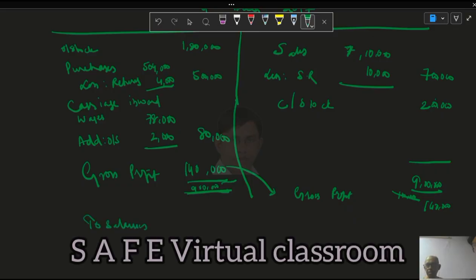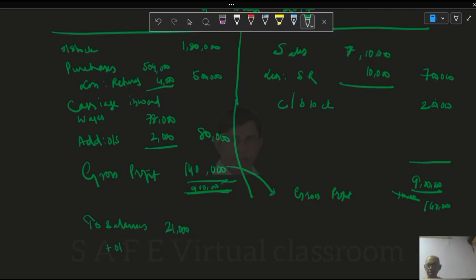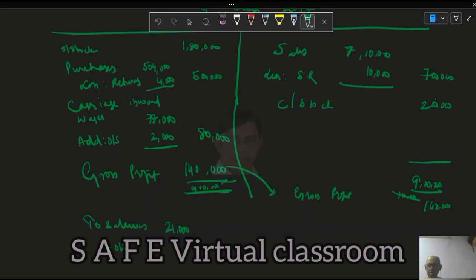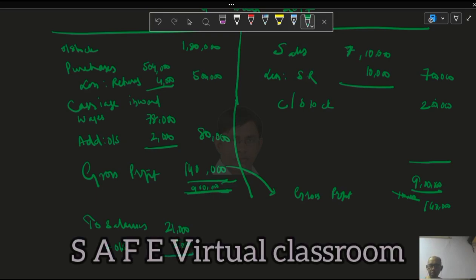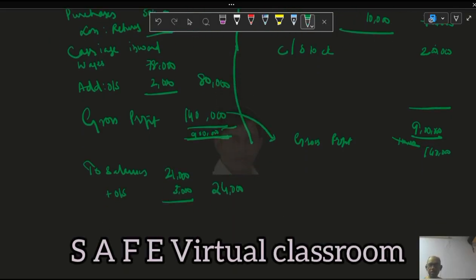What is the value of salaries? 21,000. What is outstanding? Outstanding salaries 3,000. So we'll add this, and in this column it should be 24,000. This is how you have to keep doing it. All the other expenses will come here, so keep writing it, keep writing it, keep writing it.